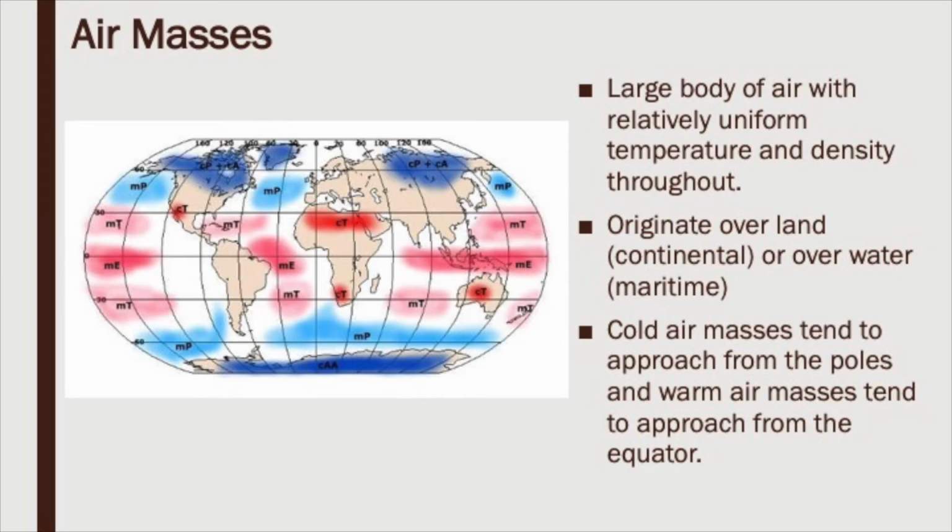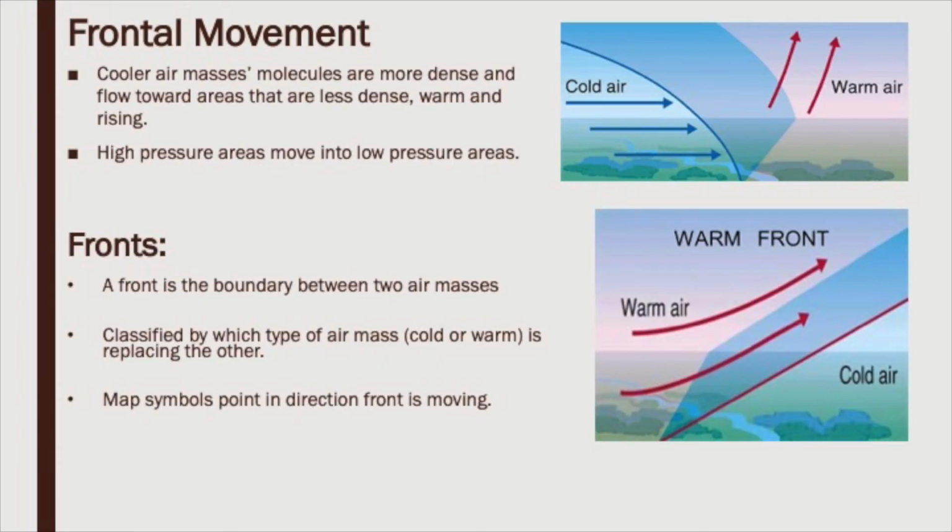Air masses are large bodies of air with relatively uniform temperature and density throughout. They originate over land, and we call them continental when they do, or they originate over water, when we call them maritime. Cold air masses tend to approach from the poles, and warm air masses tend to approach from the equator. Cooler air masses' molecules are more dense and flow toward areas that are less dense, warm and rising. High pressure areas move into low pressure areas.